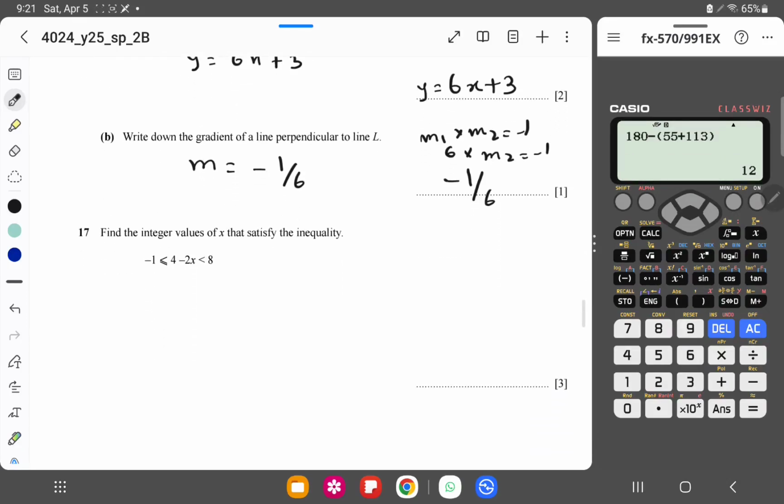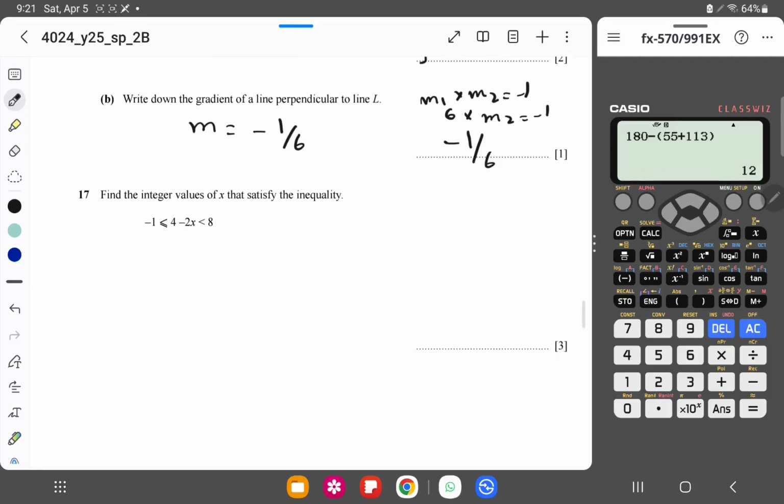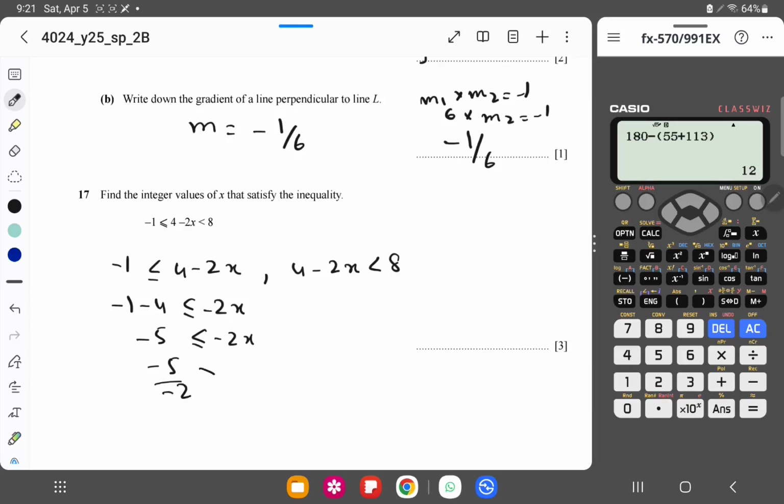Question 17. Find the integer value for x satisfying the inequalities. Because of this minus sign, I'm going to make the calculations separately. Otherwise, we can do it in one equation as well. So minus 1 is less than or equal to 4 minus 2x, and 4 minus 2x is less than 8. Okay. Minus 1 minus 4 is less than or equal to minus 2x. Minus 5 is less than or equal to minus 2x. Minus 5 over minus 2 is greater than x because of the minus sign with x.